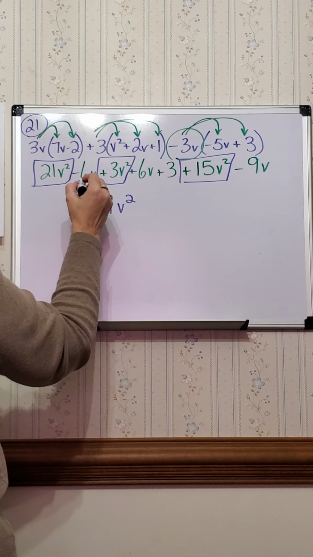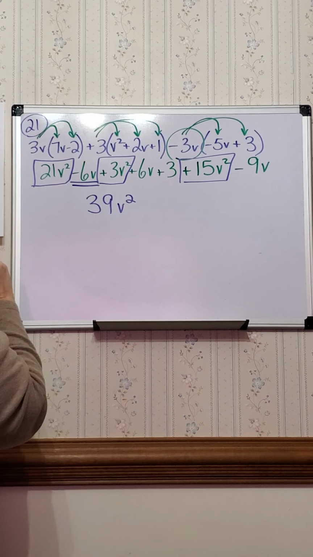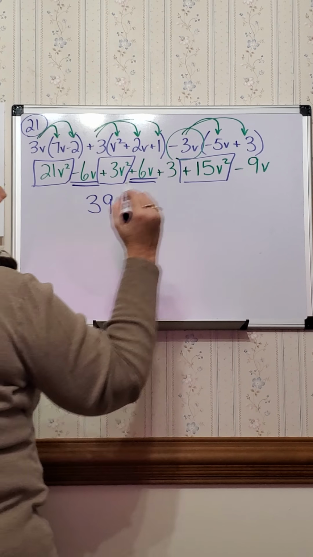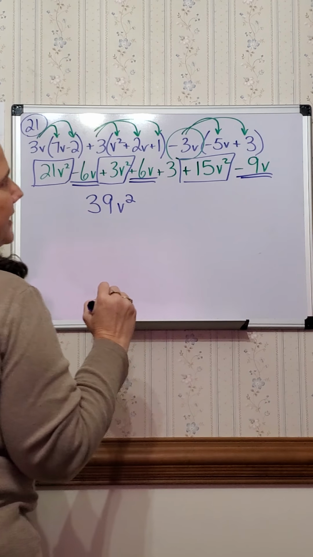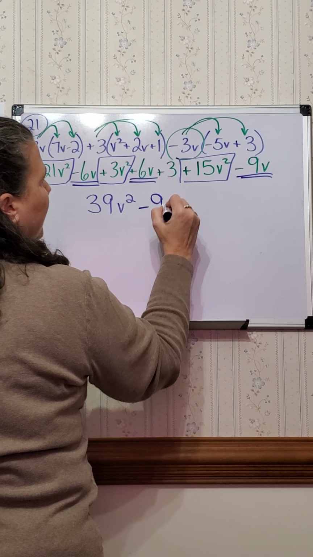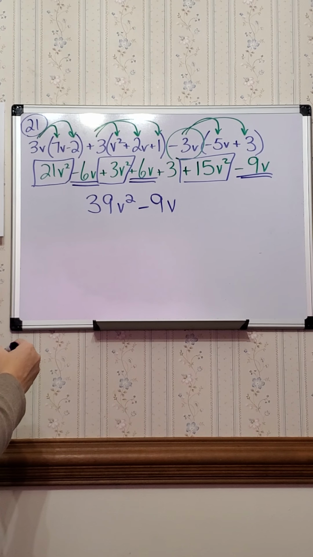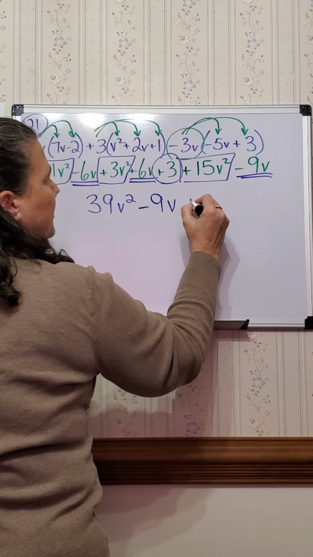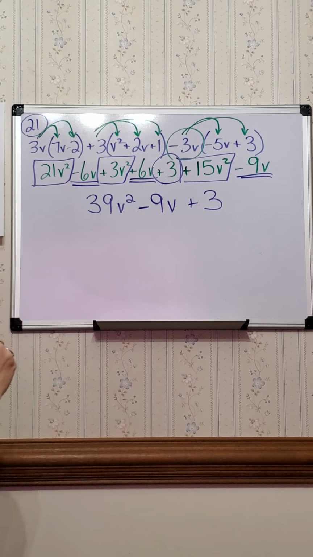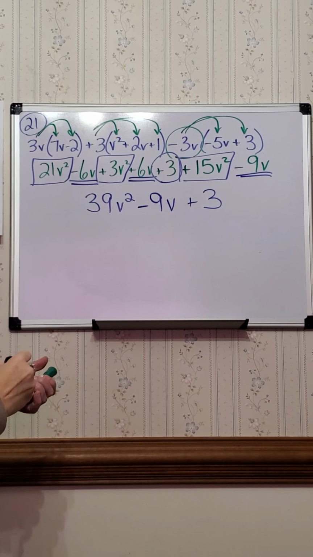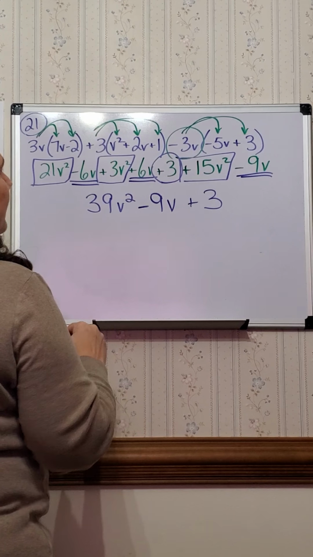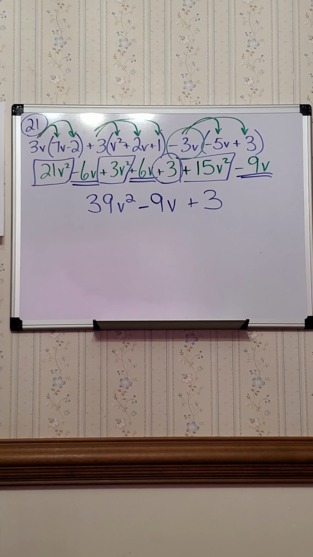Now I'm going to look at my v's. I've got a negative 6v and a positive 6v, so they're going to cancel each other out. Now I've got a negative 9v, so negative 9v. Then I've got this number right here that I'm going to bring down because I cannot combine it with anything else. So this is our answer. We've got it going from highest exponent to lowest exponent, ending with our constant.